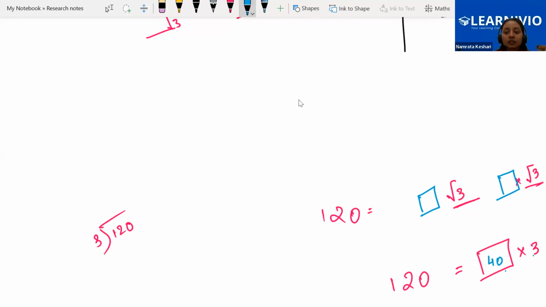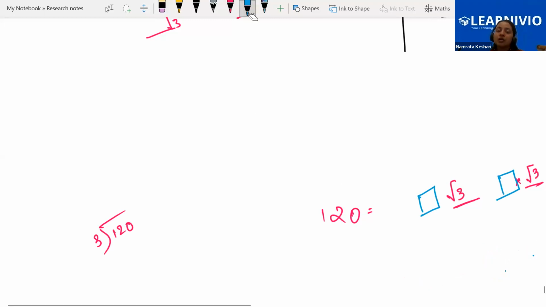Now in this we realize that 3 we are already creating. Let me wipe the second line. We realize that here we have written root 3 along with the first number, and we are supposed to write root 3 along with the second number. That means we are already creating 3. What else do we need to create while doing the factorization of 120? 40.